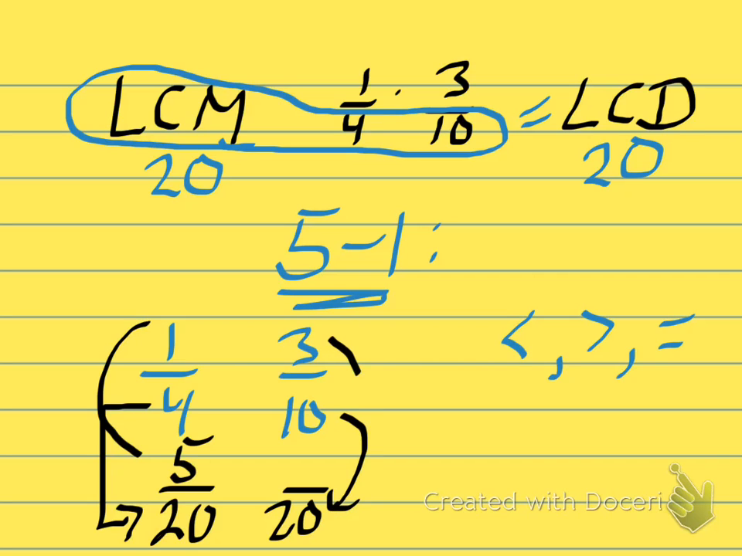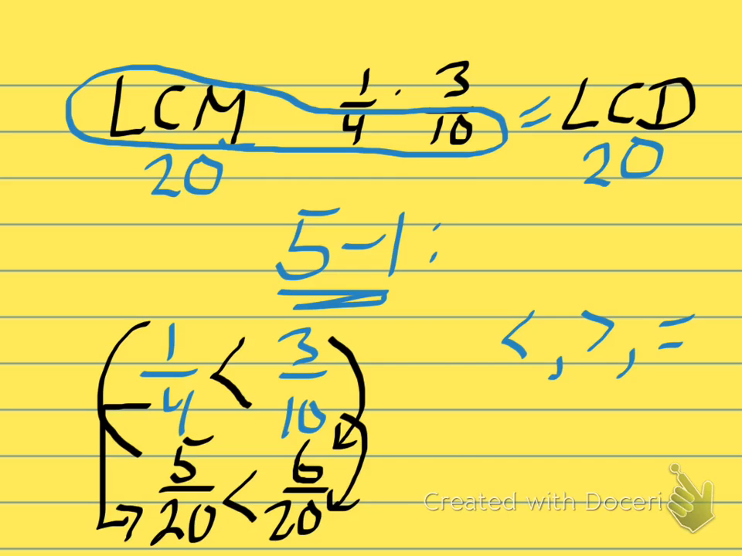If I double the bottom, what do I have to do to the top? You have to double the top. And so which is bigger, 5/20ths or 6/20ths? And clearly the answer at this point is this. So that means 1/4 was less than 3/10. So this is you comparing fractions using common denominators.